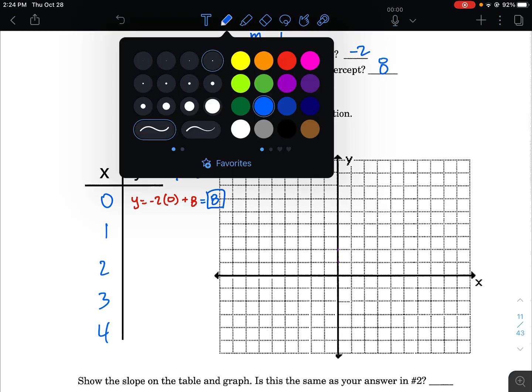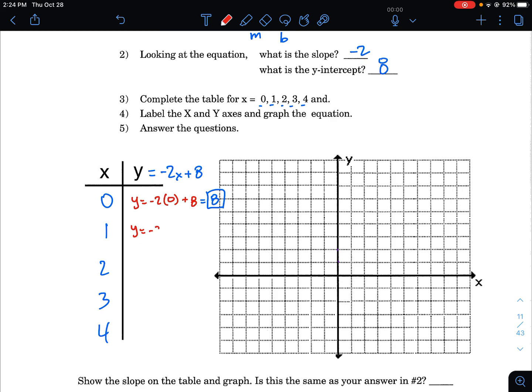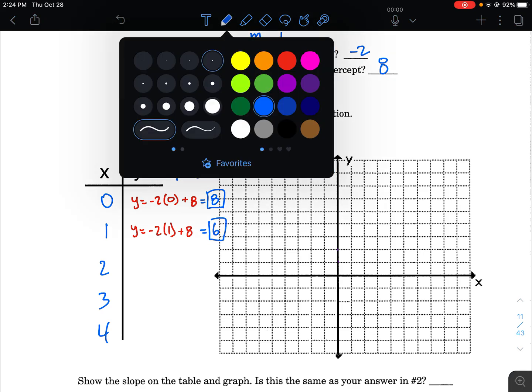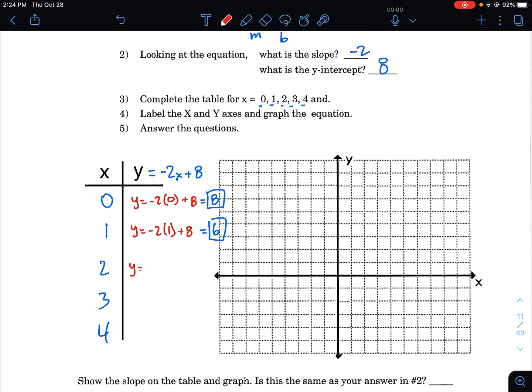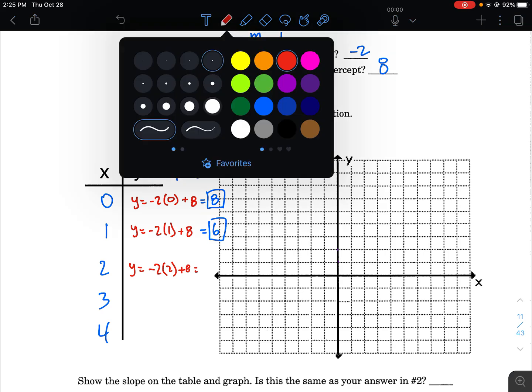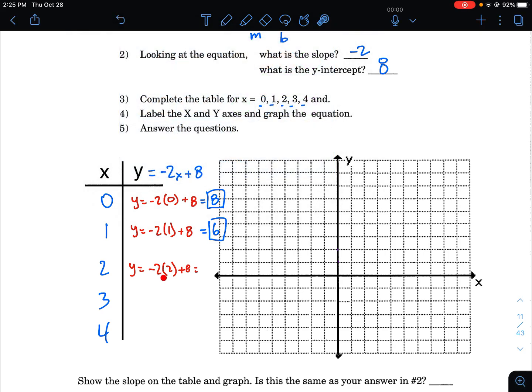Let's look at the next one. Y equals negative 2 times 1 plus 8. Negative 2 times 1 is negative 2, plus 8. You're going to subtract. Take the sign of the bigger number, which is positive. That's going to equal 6. Let's do that in blue to keep consistent. Let's try one more. Y equals negative 2 times 2 plus 8. Negative 2 times 2 is negative 4, plus 8. Negative 4 plus 8 is 4.